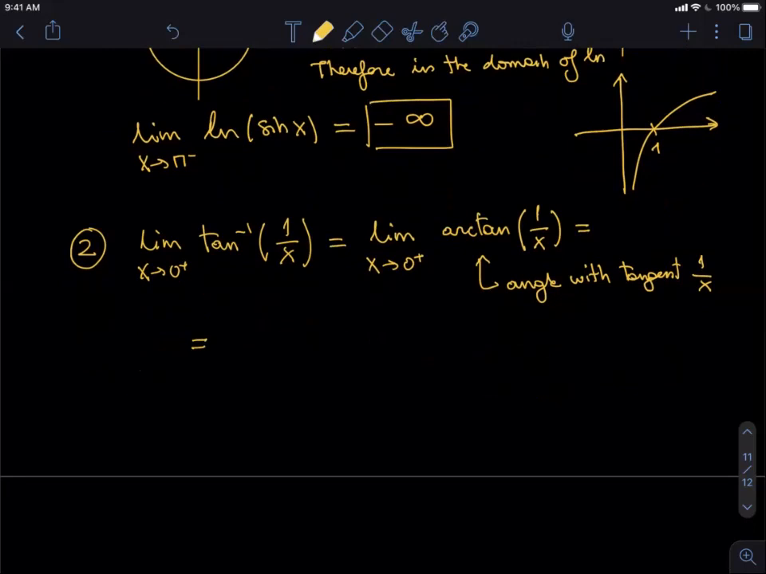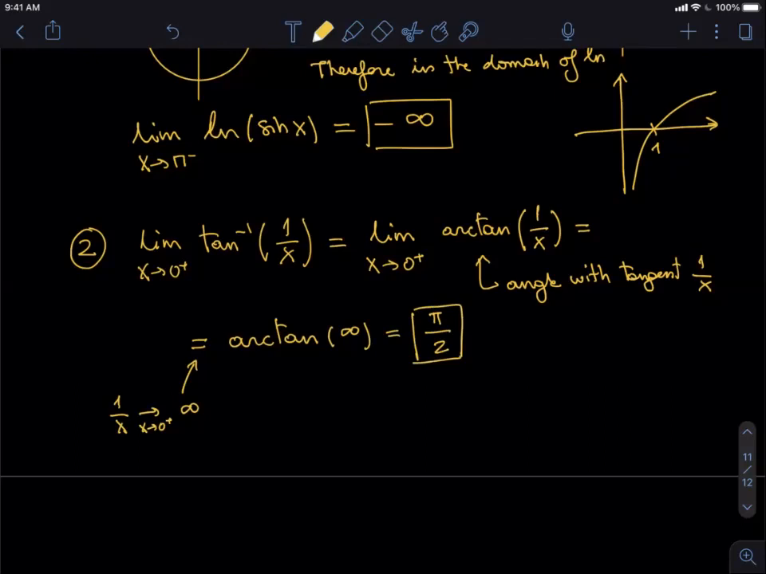So what happens with 1 over x as x tends to 0? You will see what I mean. When x tends to 0 from the right, from the positive, 1 over x goes to infinity. So here we have the arctangent of infinity. And here is when people usually freeze because they think this is not defined, but actually the arctangent of infinity is pi over 2.